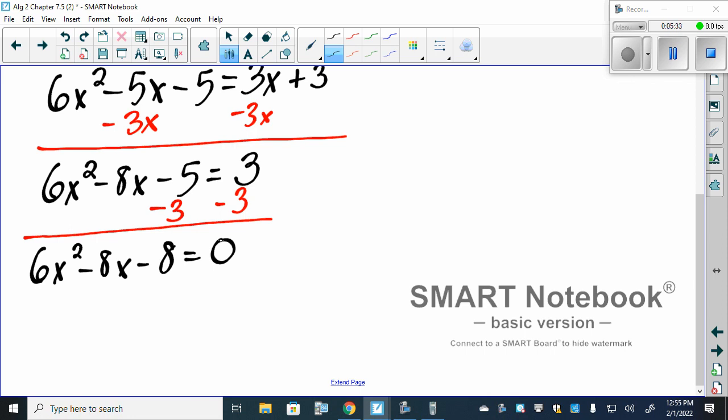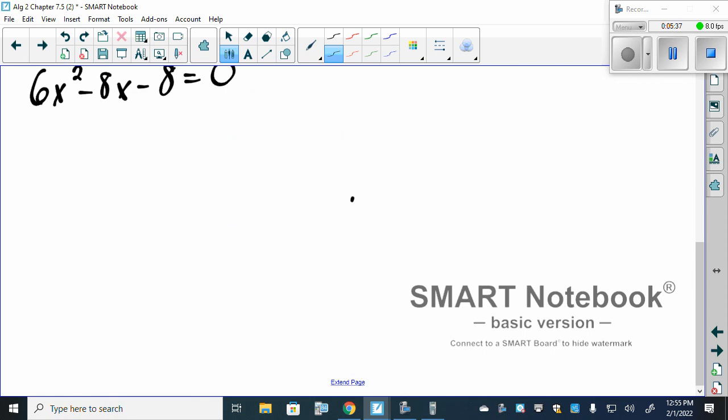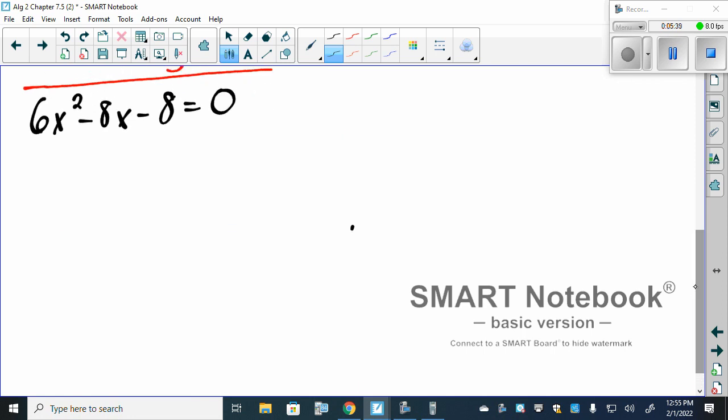We ready for the next part? Okay, now we need to solve. Now there's two different ways we can go about solving this here. One of them is we can use the quadratic formula, or we can factor it. Which way do y'all want to do? We can go on and factor it.